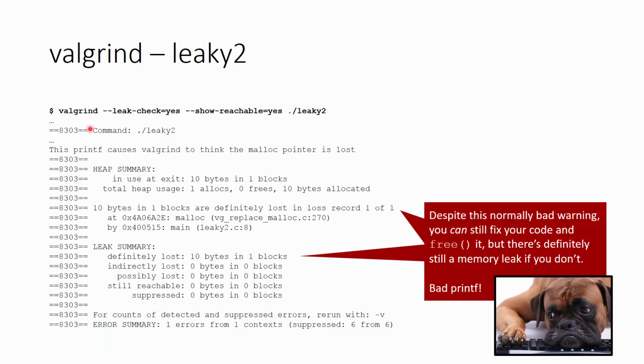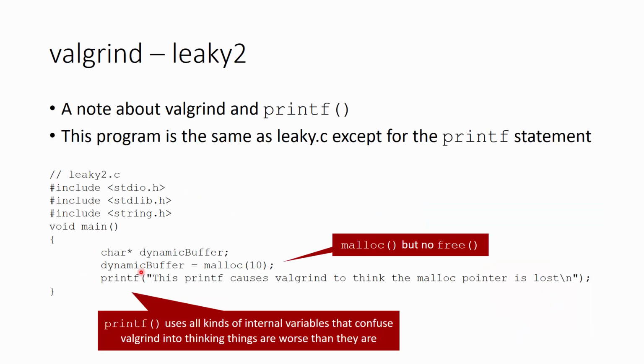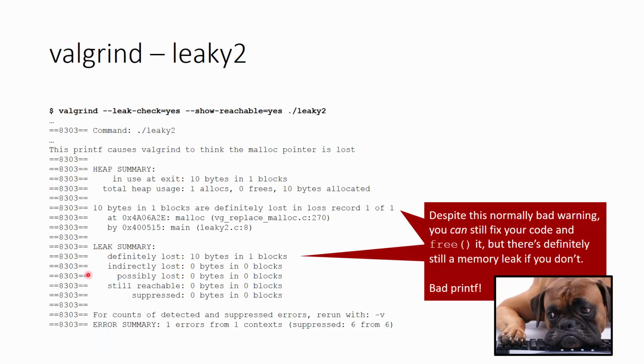So when we run it, here is the same setup with leaky 2. And what happens is that we still have the 10 bytes in one block as part of our summary here, but valgrind now reports that the 10 bytes in one block are definitely lost. They are irretrievably lost, and that we've completely lost that pointer, which is not the case. If we go back and look at this code, that buffer never was reassigned. So we haven't actually lost this particular address.